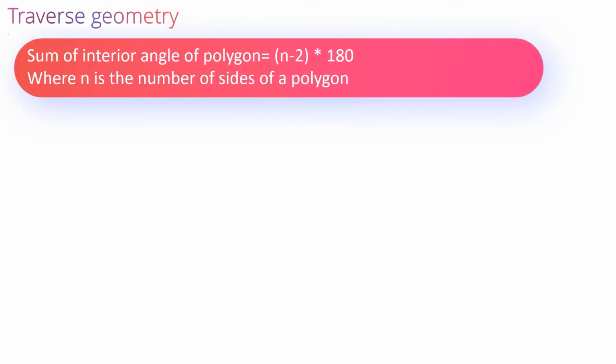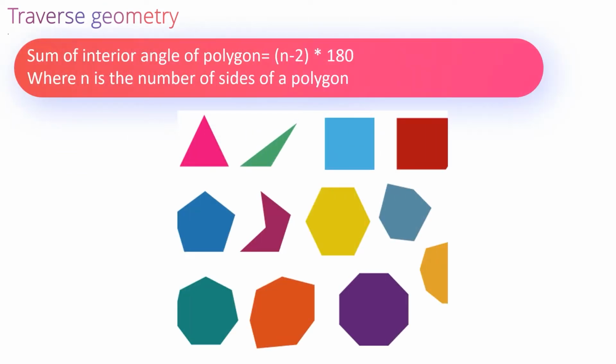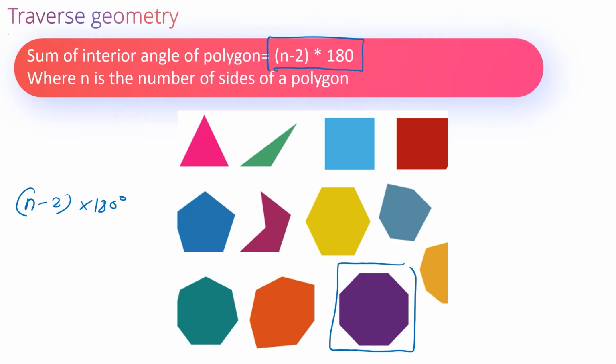So while this equation may look very, very simple to you, this equation is the most important part in solving the problems related to the angle adjustment. And I've said this repeatedly, the sum of the interior angles of the polygon is given by n minus 2 times 180 degree, where n is the number of sides of a polygon. So if I give you a traverse like this and tell you to find the sum of the interior angles of this polygon, you simply use this formula, right?